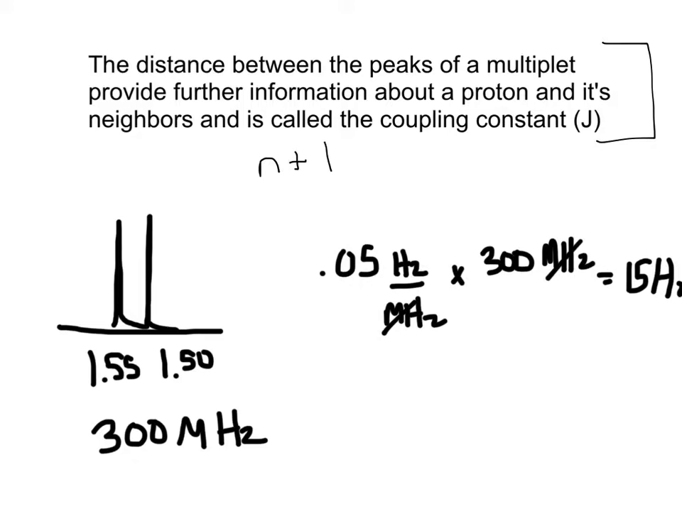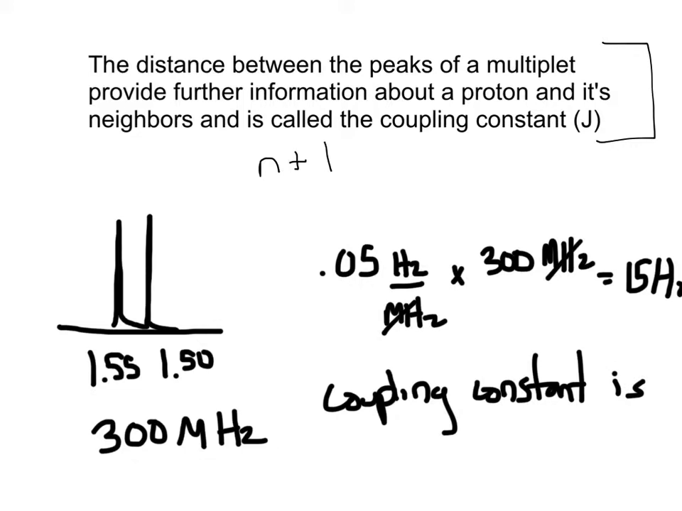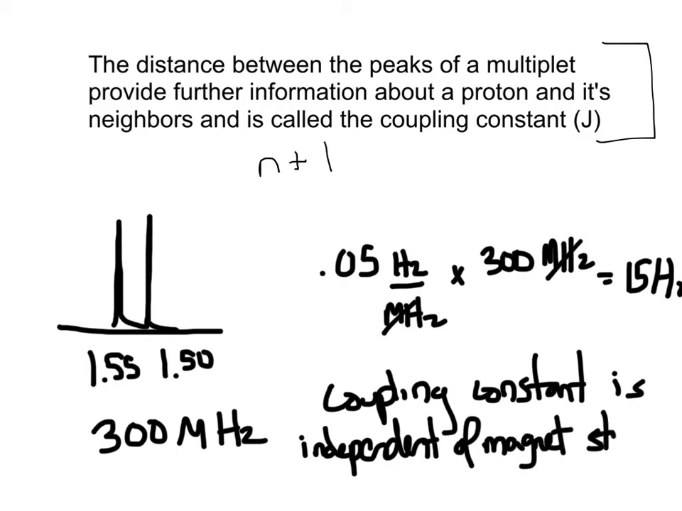Because we are multiplying by the magnet strength, we're actually canceling out that factor. So the coupling constant is independent of the magnet strength. It doesn't matter what magnet you do it on, what the magnetic field is, the coupling constant is always the same. And that is how you would calculate a coupling constant: you would measure the ppm difference and then multiply by the magnet strength.